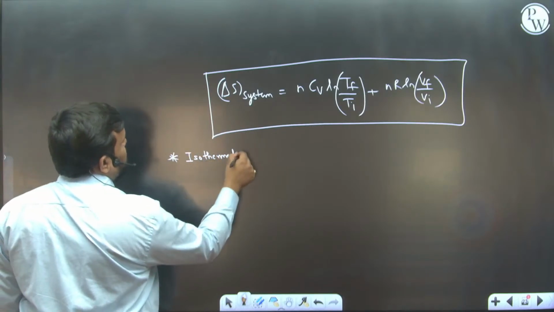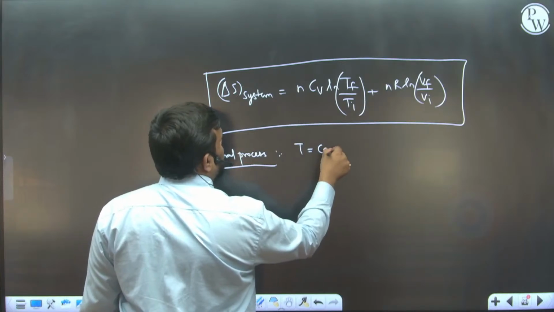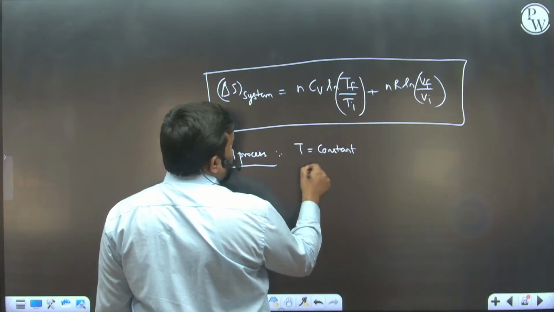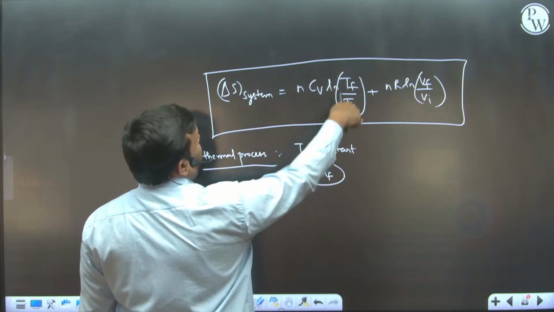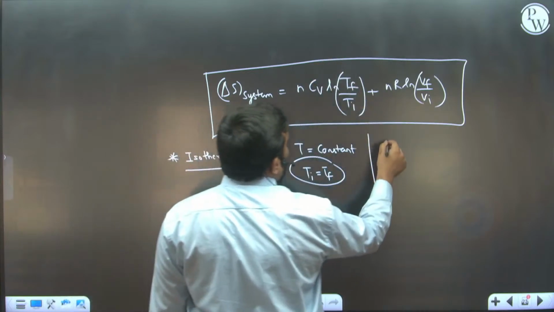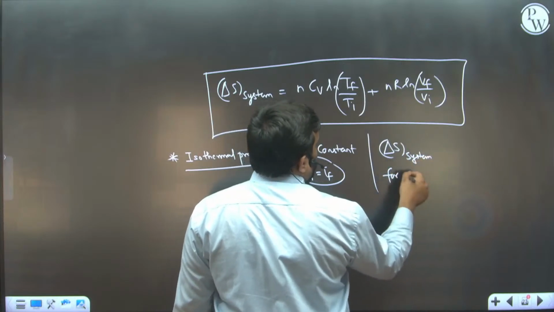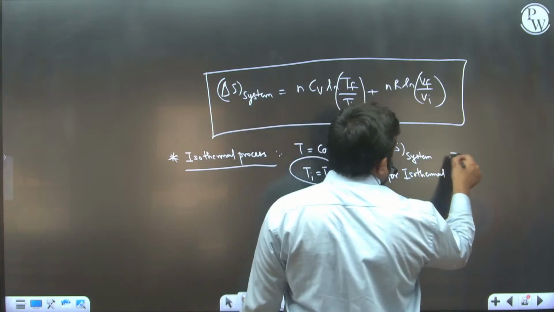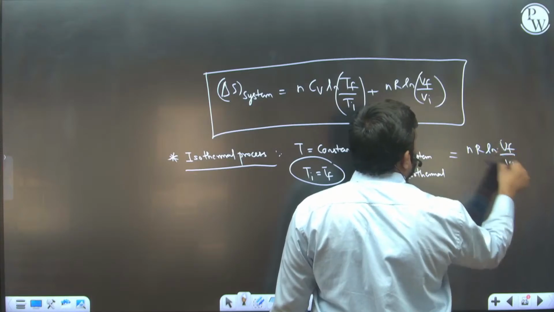For isothermal process, we know that the temperature is equal to constant. Temperature value is constant over here. So T initial and T final are equal. If you put T initial is T final over here, this term will be equal to 0, because natural log of 1 is equal to 0. So we will be getting delta S system, the entropy change in the system for isothermal process, equal to nR ln V final upon V initial.